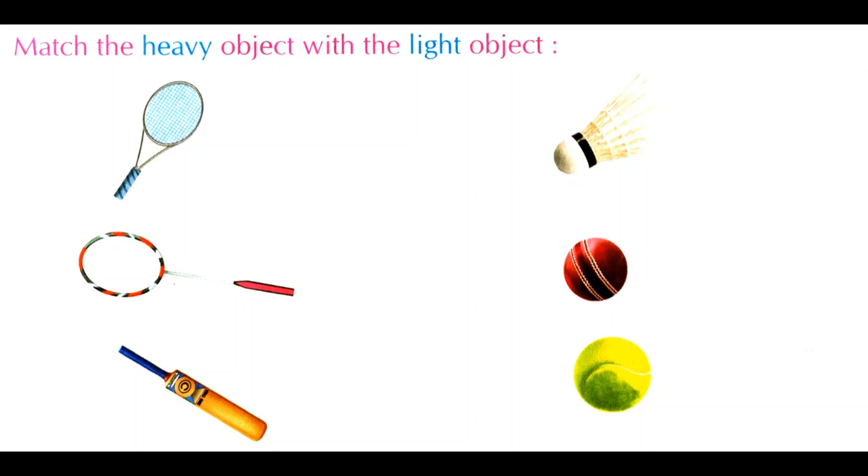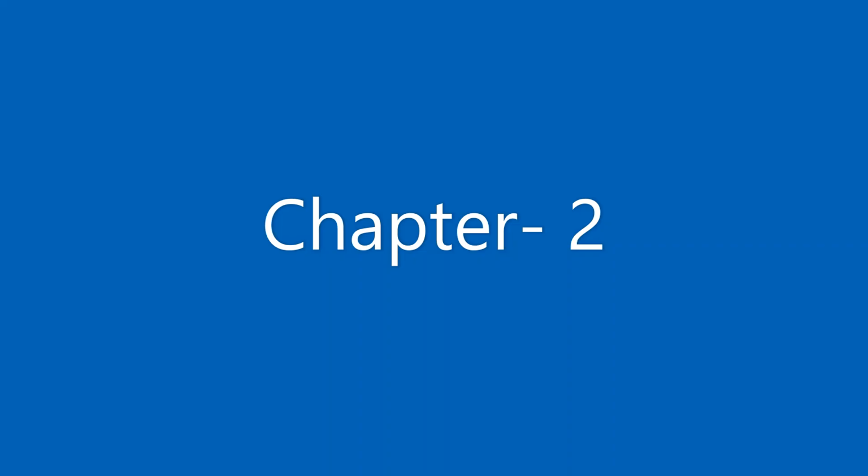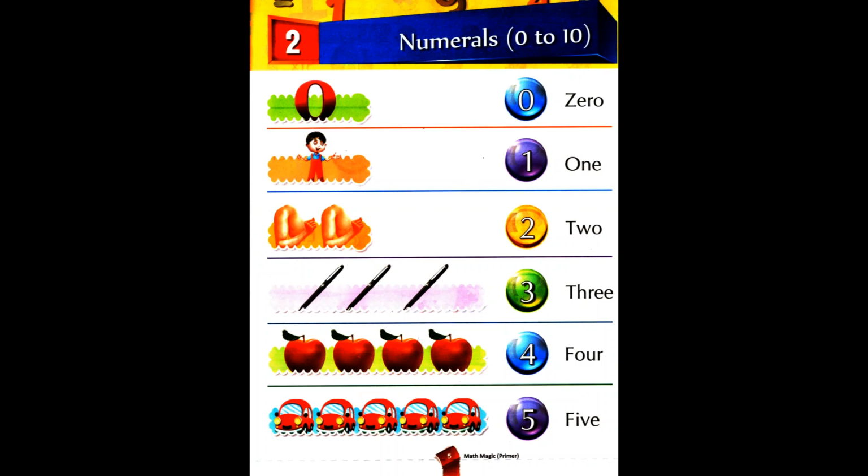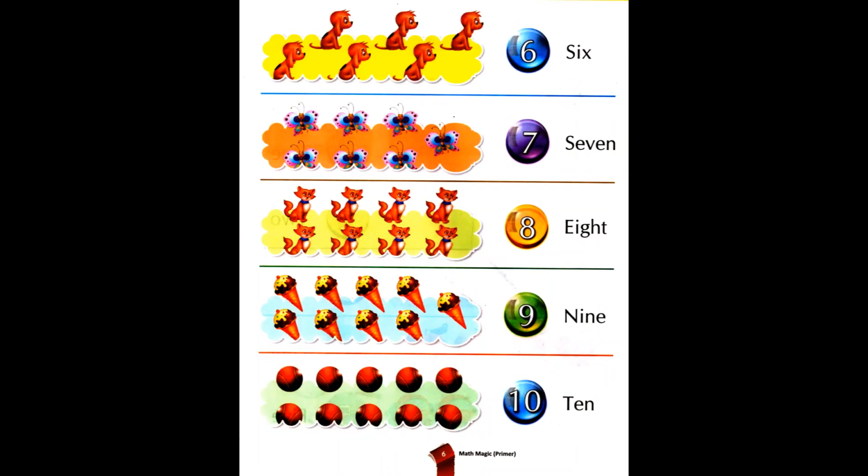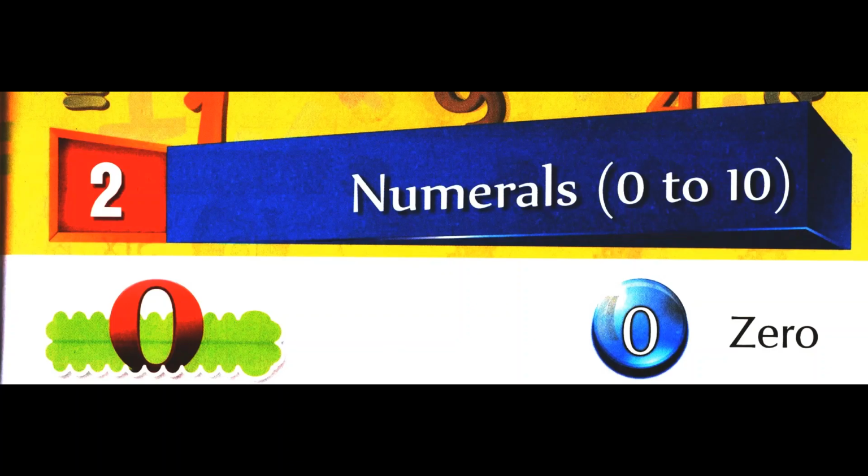In the next picture you can see there are some numbers. These numerals are from 0 to 10. Like 0, that means there is nothing. Z-E-R-O is the spelling of 0. Next one you can see a boy, and the spelling of 1 is O-N-E, 1.